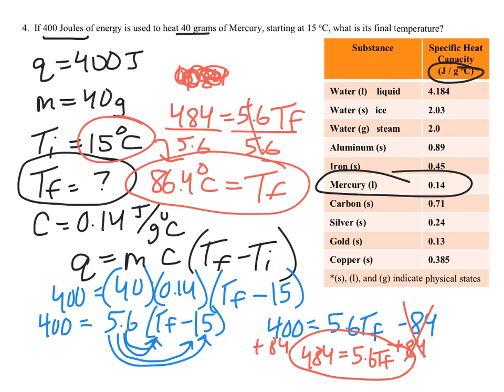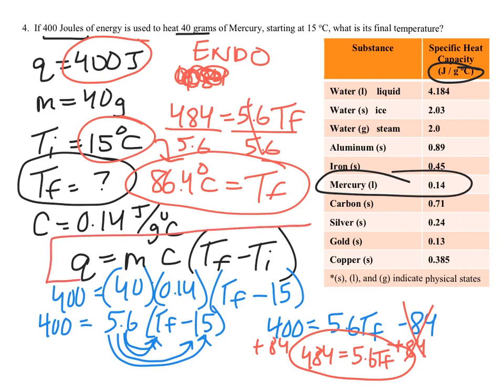So that means that object went from 15 degrees Celsius to 86.4 degrees Celsius when you added energy in. And if it's a positive number here, you're adding energy in, that's going to be endothermic because you're putting energy in. If it's giving off energy, that's exothermic. But either way, hopefully you get a better understanding now of the Q equals MC delta T, which is a specific heat equation.